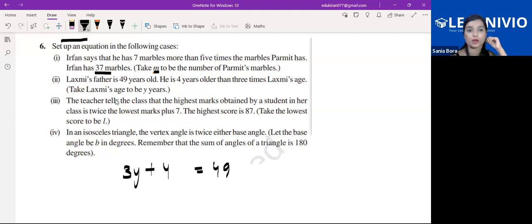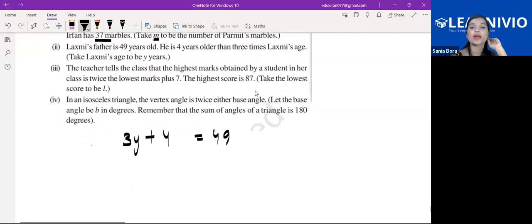Yes, ma'am. Okay. Now the third one. The teacher tells the class that the highest mark obtained by a student in a class is twice the lowest marks plus 7. Right? So the highest score is 87. Lowest is L. So twice the lowest marks, 2L plus 7 would give you 87. Clear to everybody or anyone has any doubt in this? No, ma'am. Okay.